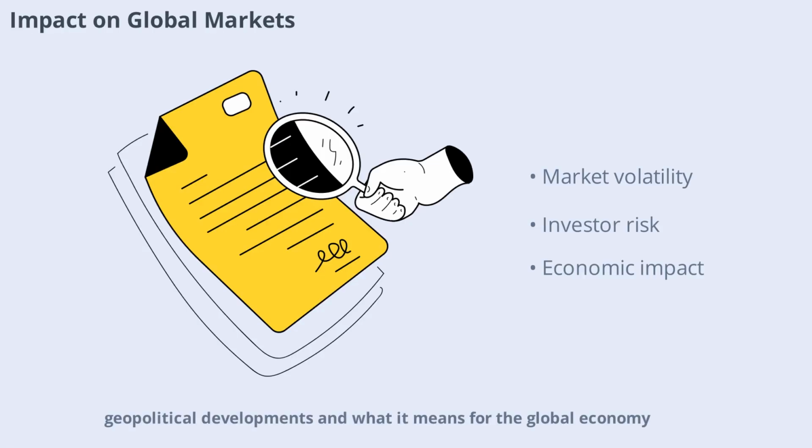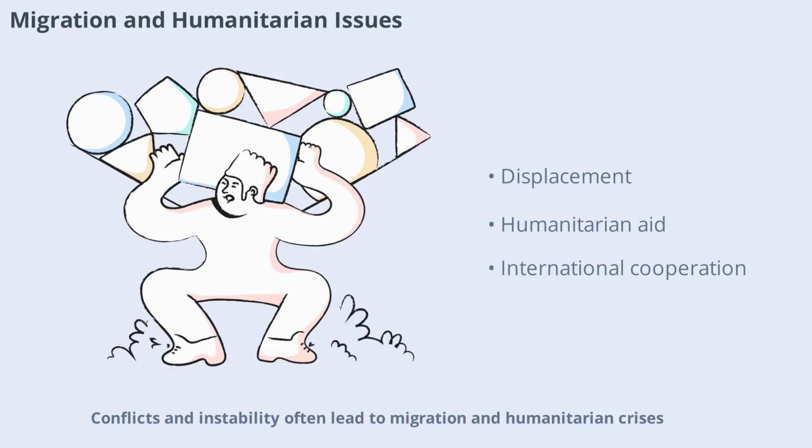global economy. Conflicts and instability often lead to migration and humanitarian crises. Millions are displaced by war, persecution, or economic hardship, creating challenges for both origin and destination countries. Addressing these issues requires international cooperation and compassion. In this scene, we'll explore the human side of geopolitical tensions and the efforts to provide relief and support.